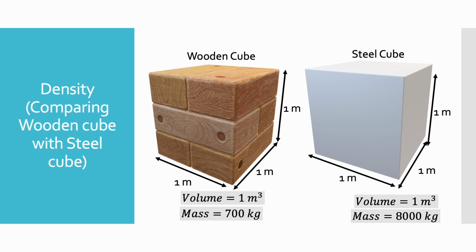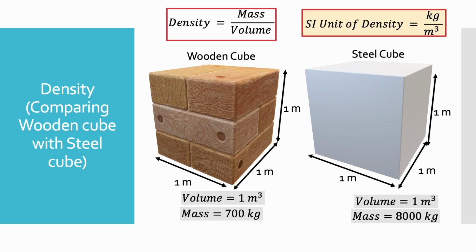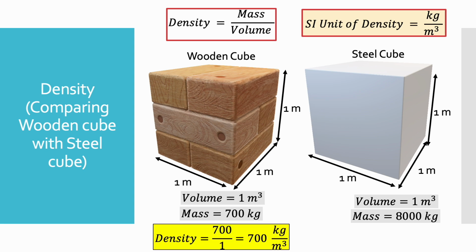Let's now calculate the density of both cubes using the formula density equal to mass divided by volume. Let's start with the wooden cube. Mass is 700 kilogram, volume is 1 meter cube, so density is 700 divided by 1, which is 700 kilograms per cubic meter. Now for the steel cube, mass is 8,000 kilogram, volume is 1 meter cube, so density is 8,000 divided by 1, which is 8,000 kilograms per cubic meter.